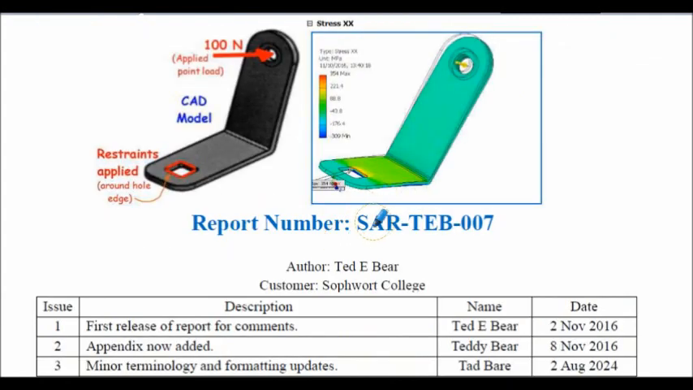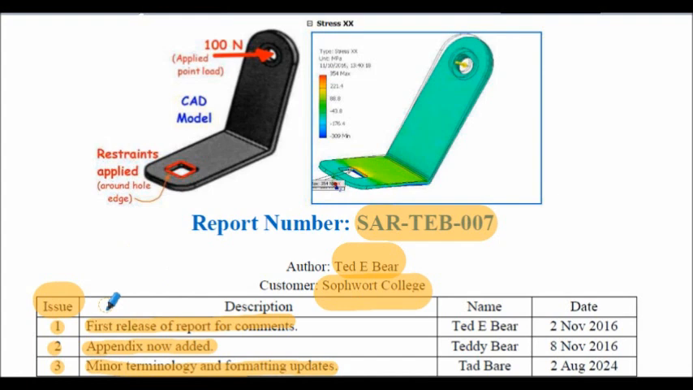As I said before, you should always have the report number on the bracket, the author, in this case the client, the customer. And I got my amendment or my issues. Issue 1 was the first release, issue 2 was the appendix now added, and issue 3 minor terminology and formatting updates. So essentially this is useful to the engineer.